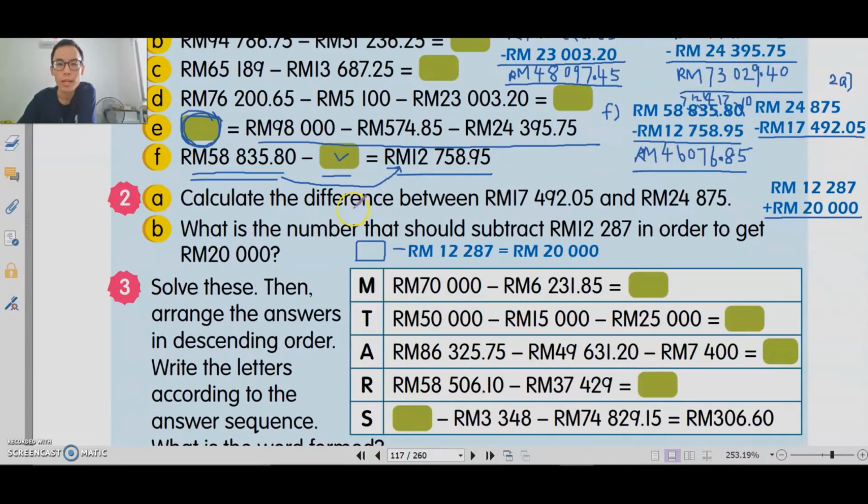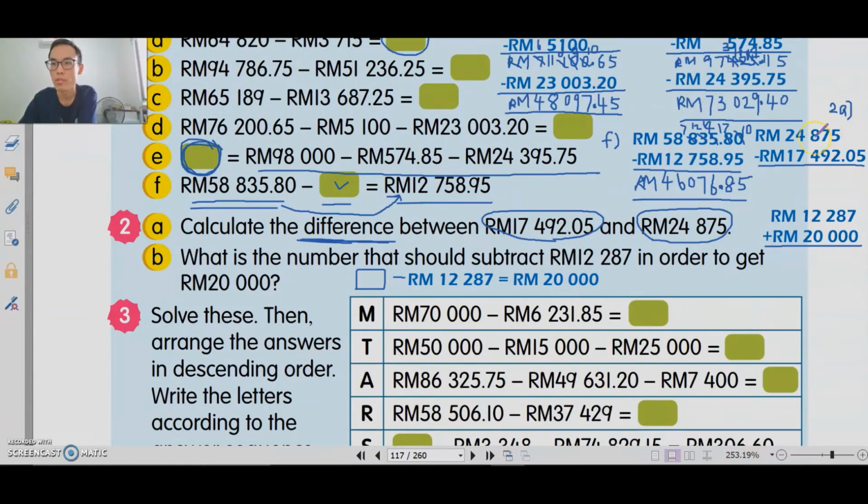Okay, for 2a, calculate the difference between these two numbers. So the keyword here is difference. So to find the difference, you have to minus. So you take the bigger number, 24,000, minus the smaller number, 17,000. Okay, so 2a is over here, 24,000 minus 17,000.